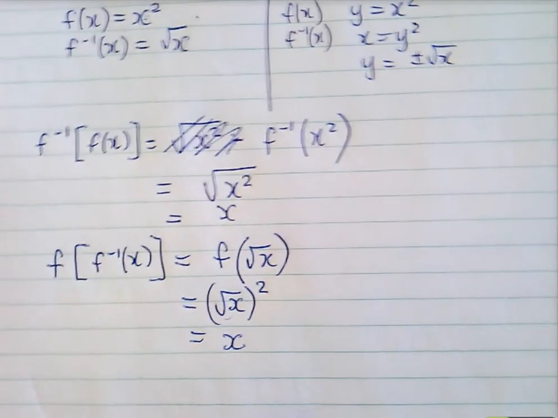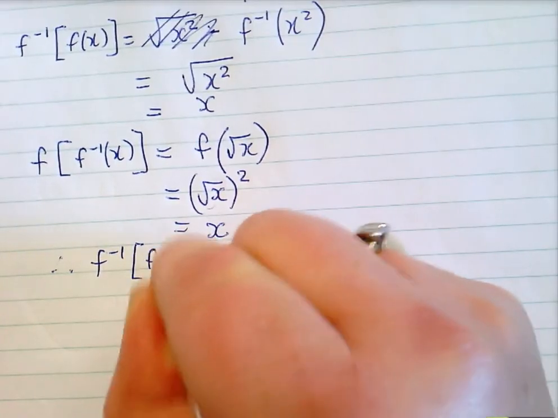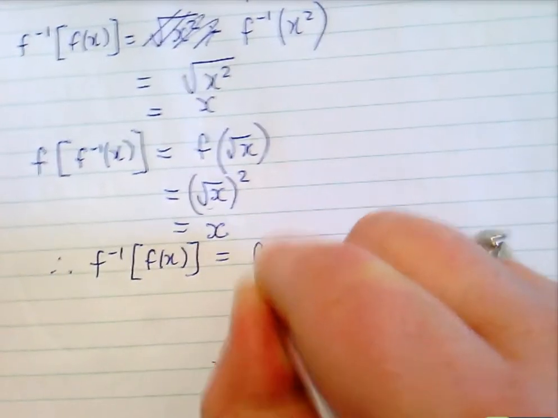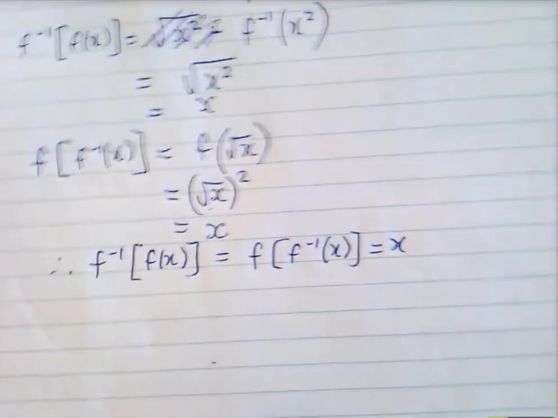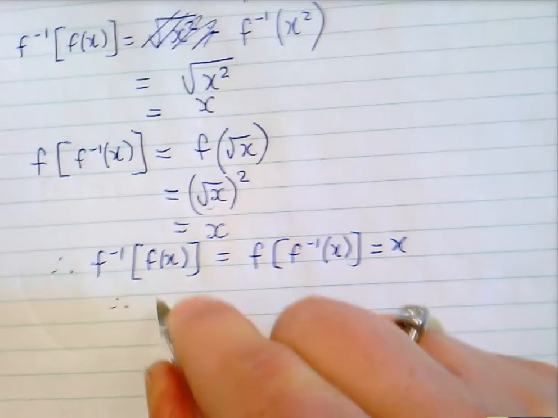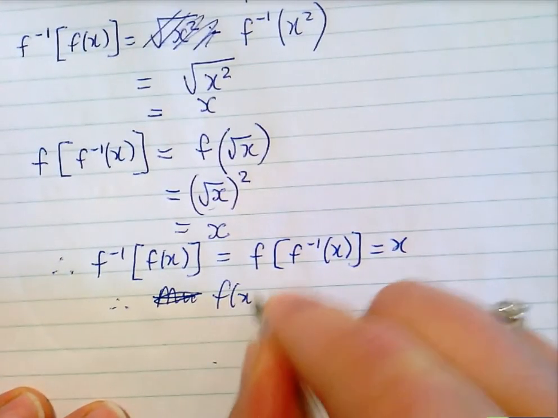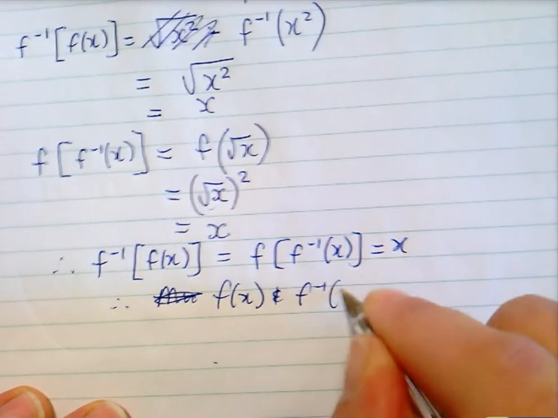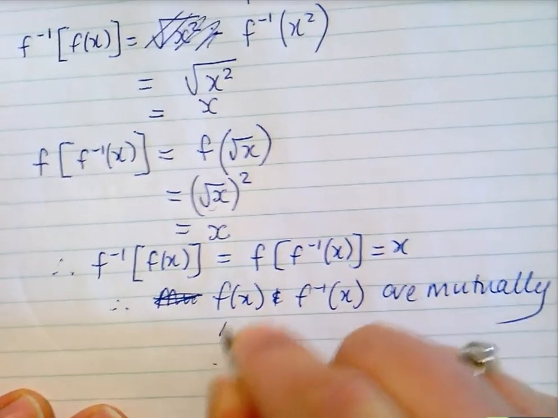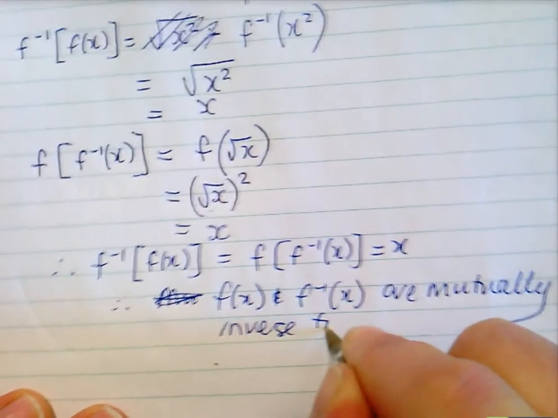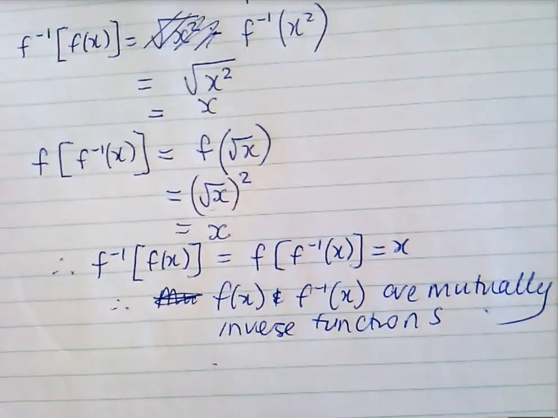I might do it with another one. Might be a bit easier than that one. All right. The inverse of the function is equal to the function of the inverse, which equals x. Okay, so therefore they're mutually inverse functions. So function of x and inverse function of x are mutually inverse. We'll look at another one.